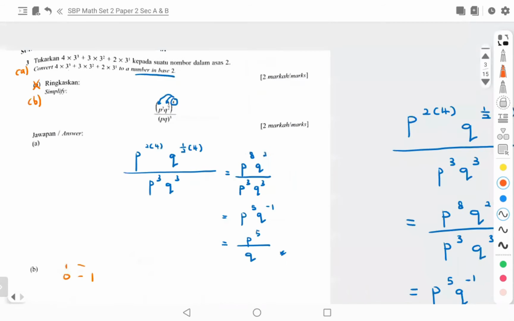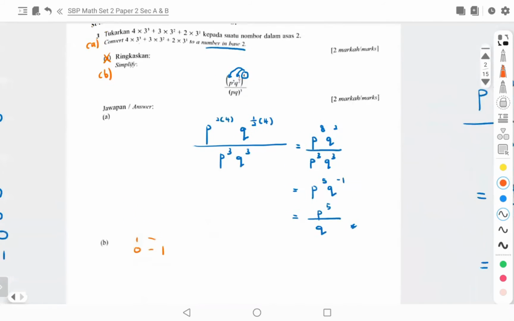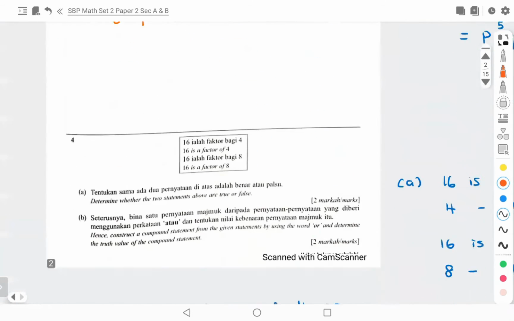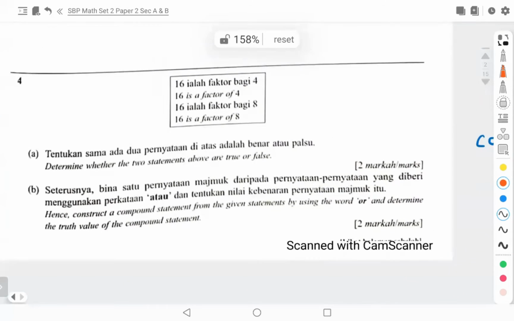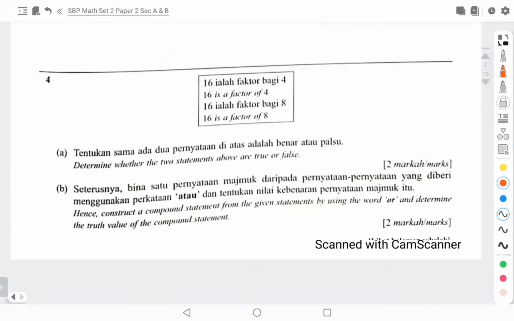Number 5. For number 5, we need to find the total surface area. We no need to find volume because it's only finding the surface area. No need to find volume actually. We go back to the questions later because I missed number 4 already.